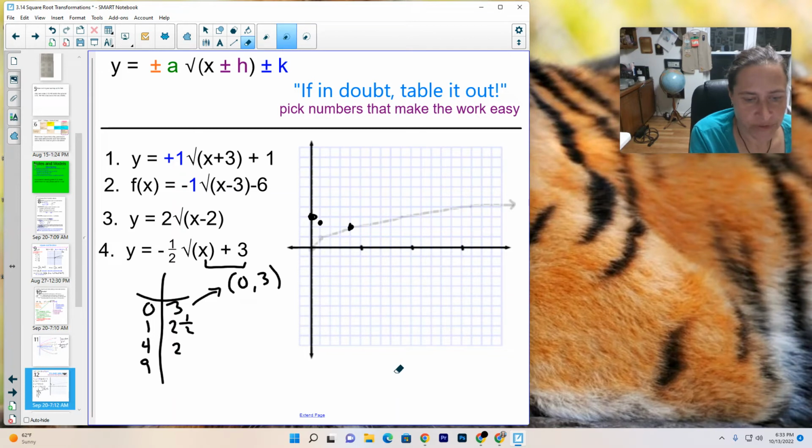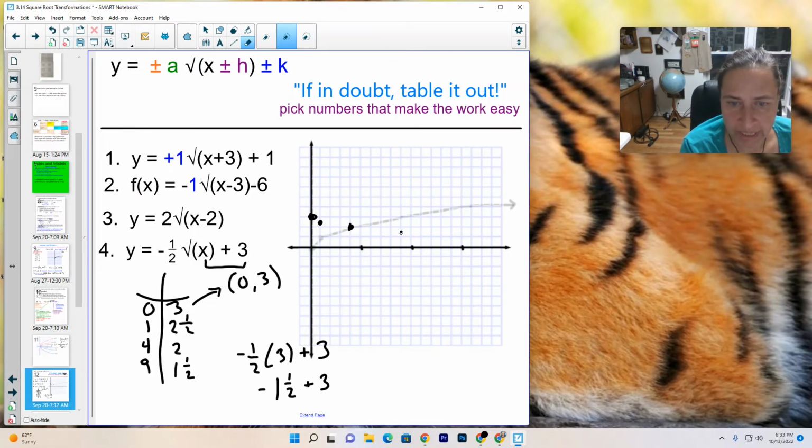The square root of 9 is 3. Negative 1/2 times 3 plus 3. Negative 1/2 of 3 is negative 1 and 1/2, plus 3 would be positive 1.5. So at 9, we're going to be up 1.5.